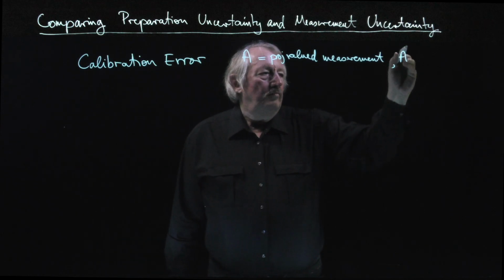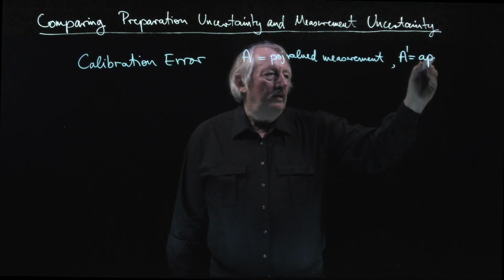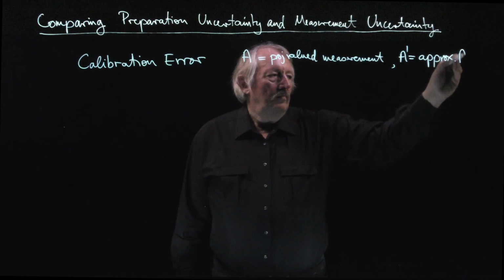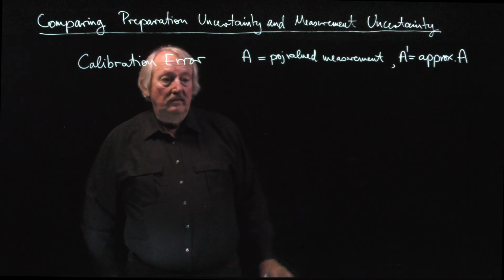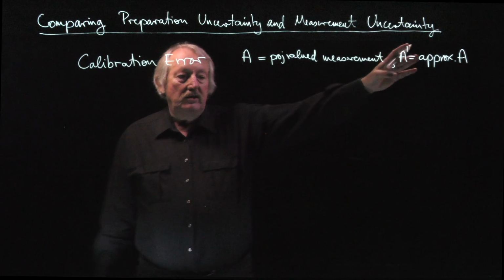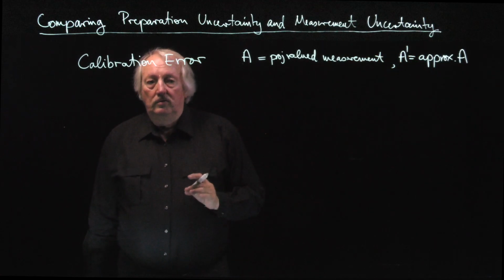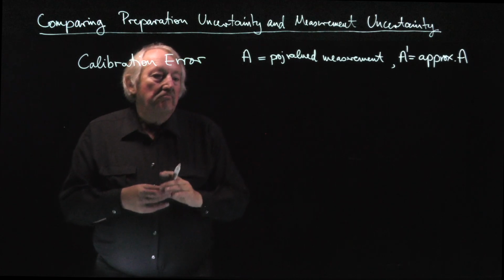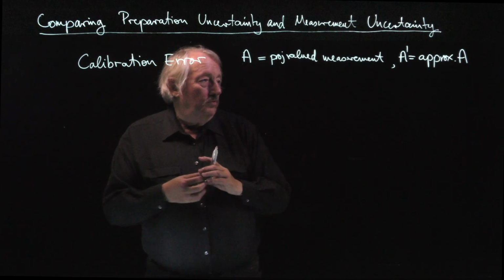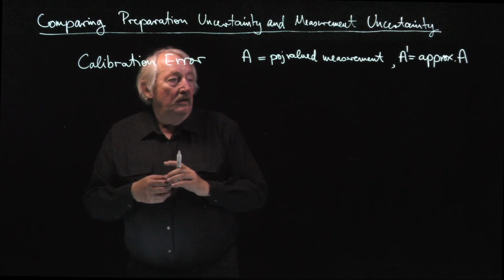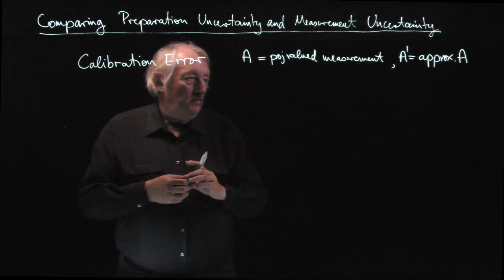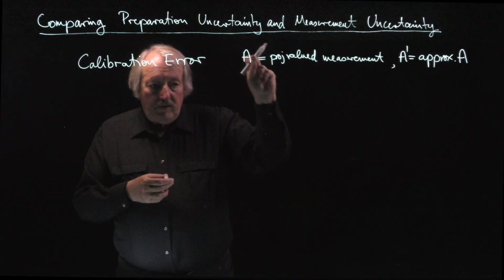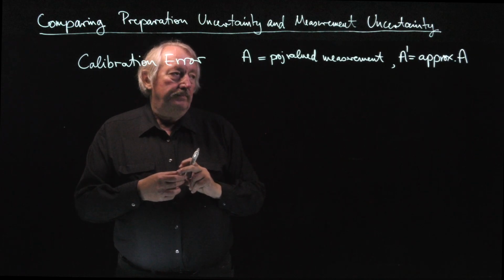And A prime is an approximate A. So it has the same outcome space. That's the only thing, but this doesn't have to be projection valued. And of course, typically it's not going to be, right? So if you make an approximate position measurement and have added noise in that, for example, then this is not going to be projection valued. So only the reference has to be projection valued.